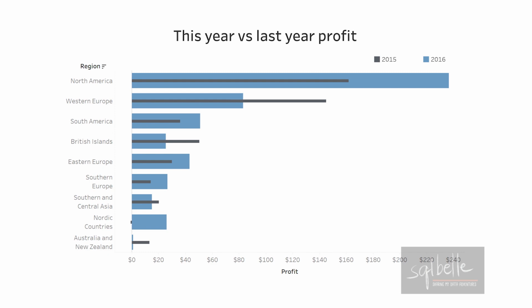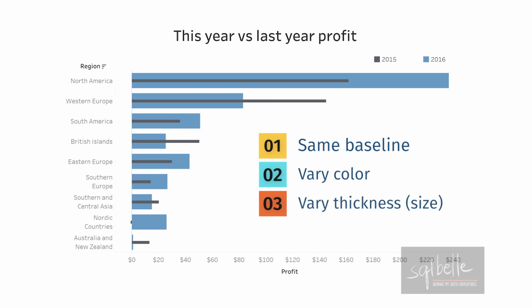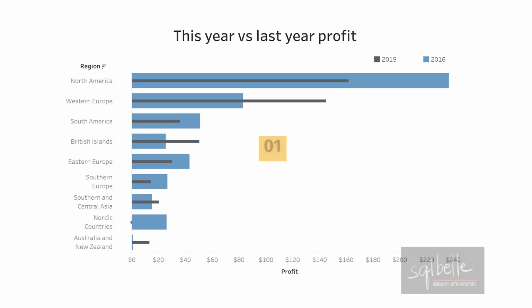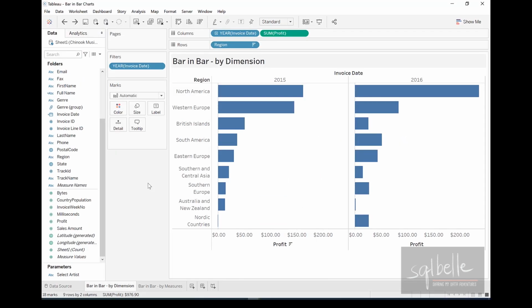We can create a bar and bar chart by making sure that both bars start from the same level, and we can vary both the color and the thickness of the bar to make the comparison easier. Let's jump to a demo. For example, this is your starting graph. You have two bar charts, one for 2015, another for 2016, and you simply wanted to have an easier way and maybe a more compact way of comparing these two profit values together.